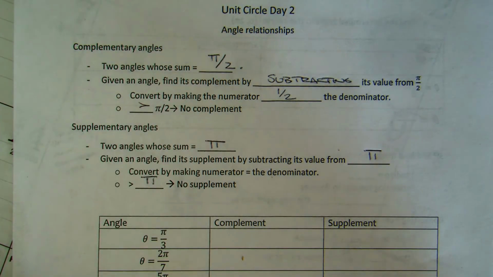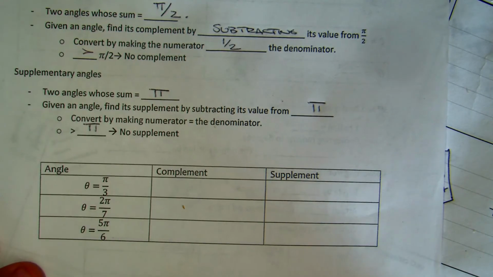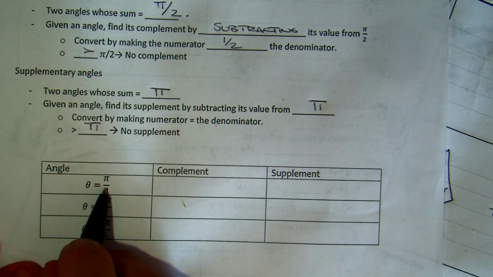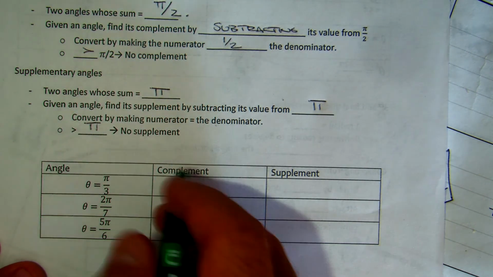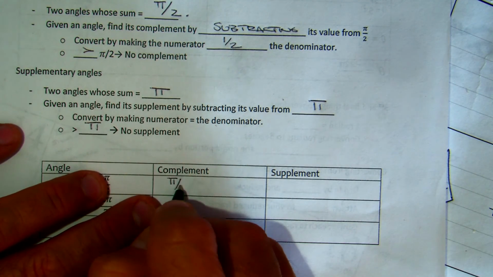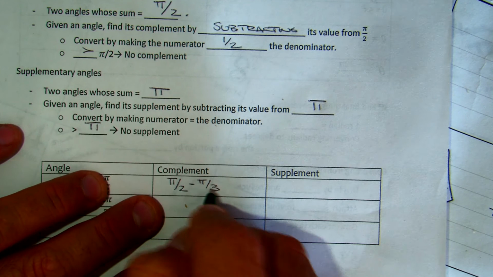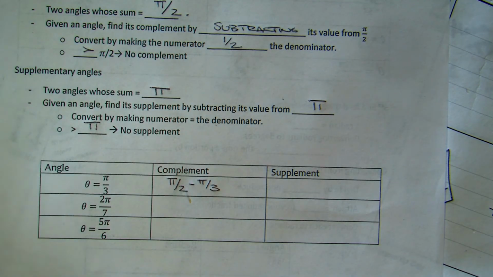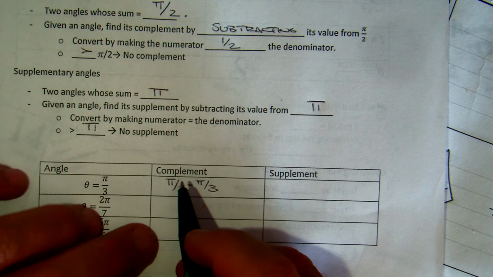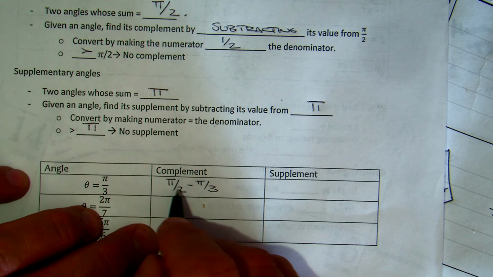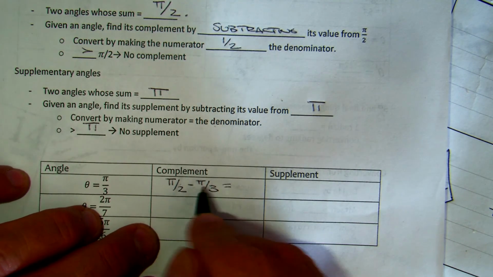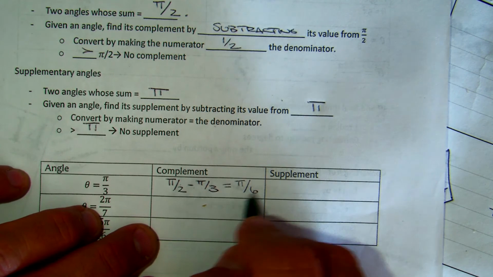Okay, so this is what I mean by subtracting. Theta equals pi over 3. To find its complement, we do pi over 2 minus pi over 3. Well, if we make this 1.5, because that's what pi over 2 is, or we find the common denominator, either way we would get 3 pi over 6 minus 2 pi over 6, which is just pi over 6.